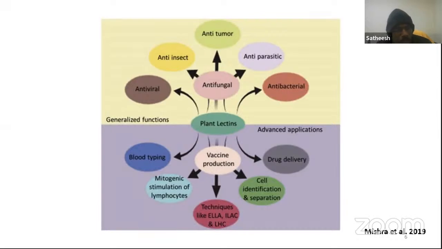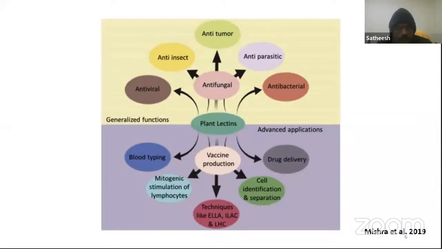You have mitogenic stimulation of lymphocytes. The lymphocytes are involved in the immune reaction, and any molecule which can induce the doubling or multiplication process of lymphocytes can be called a mitogen. Lectins can act as a mitogen for T lymphocytes. They play a major role in the defense system or in the immune pathways. You can have blood typing. There are different carbohydrates present on the blood, and different types of lectins will be able to differentiate different blood groups.